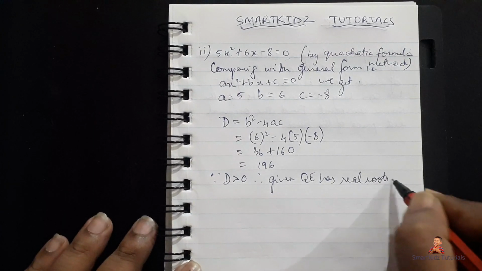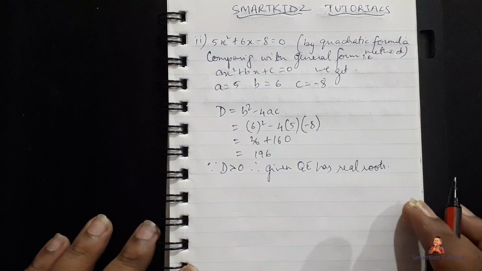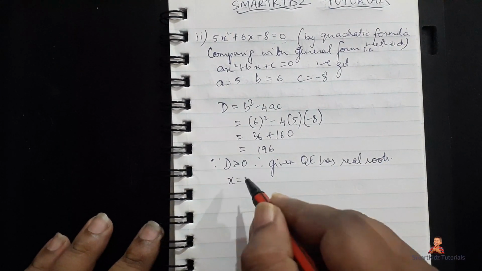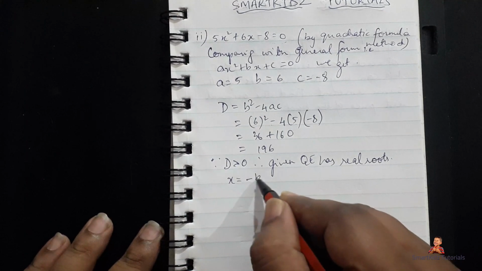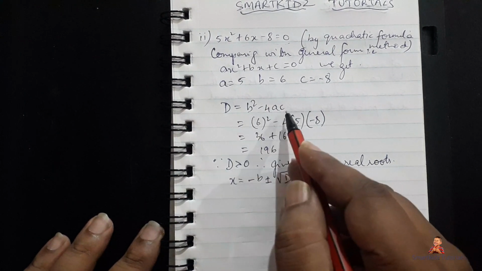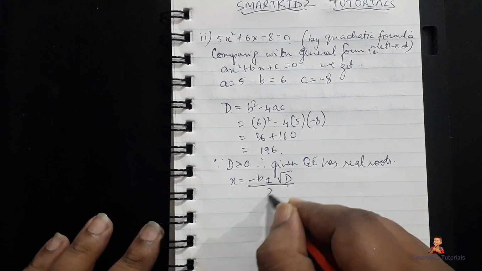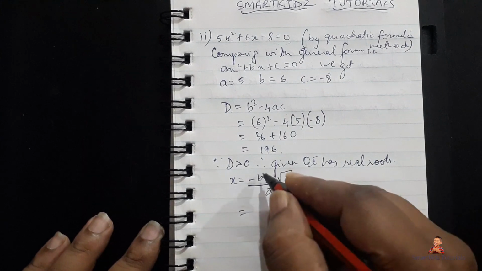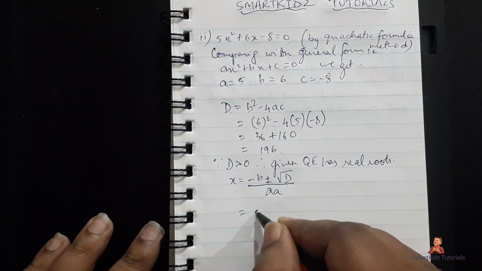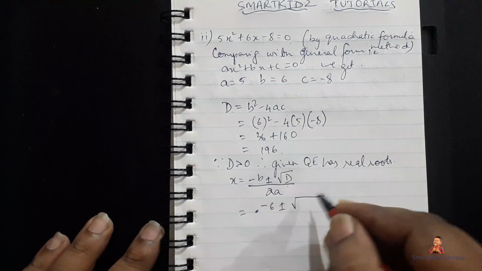Now we can go to find the roots. Now that we have confirmed that the quadratic equation has real roots, we can continue. Then we write down the quadratic formula, that is x equal to minus b plus or minus square root of D. Instead of b square minus 4ac, directly we can write D since we have already found that out. Whole thing upon 2a. b is what? 6. So minus 6 plus or minus square root of D. D is 196.